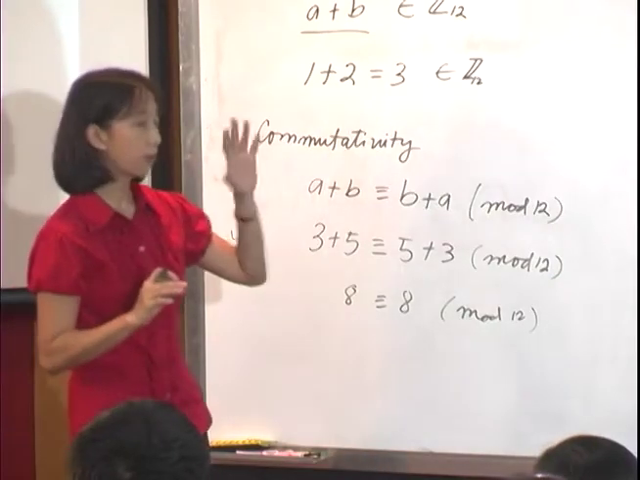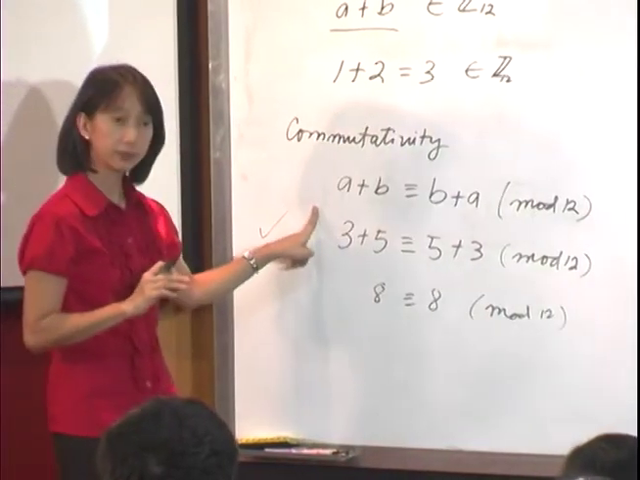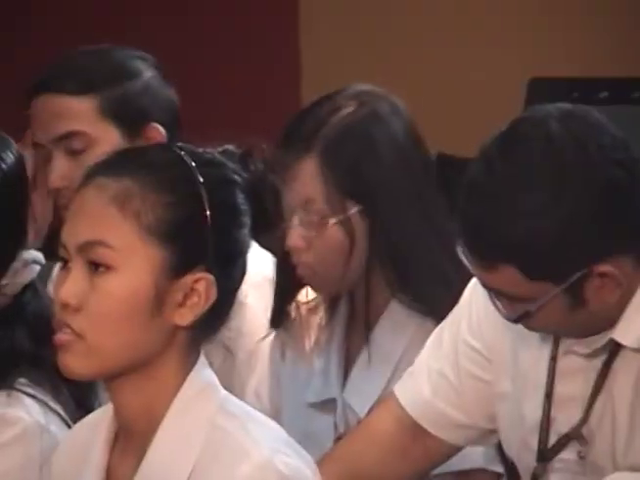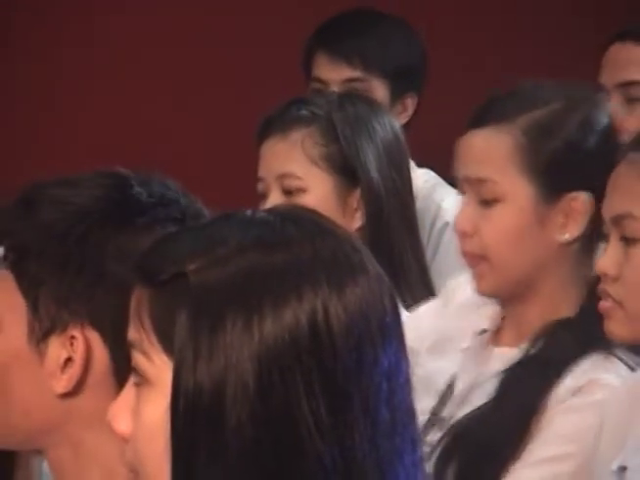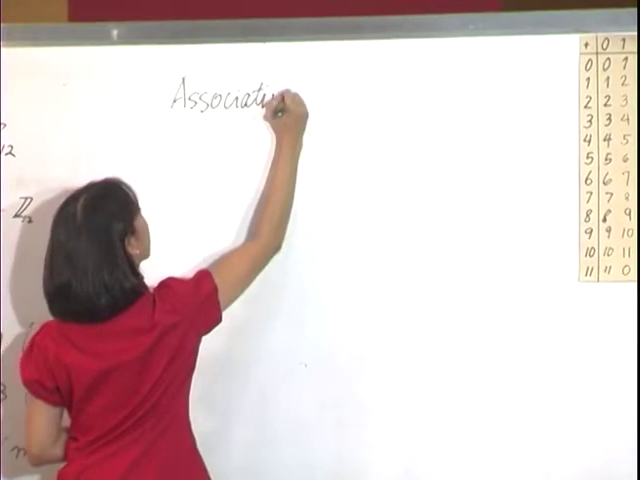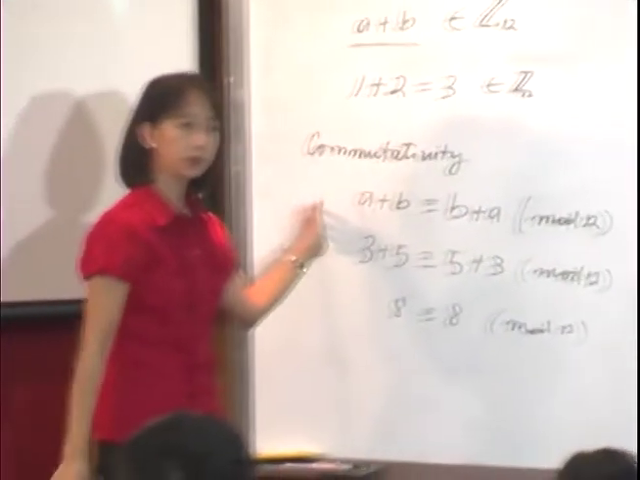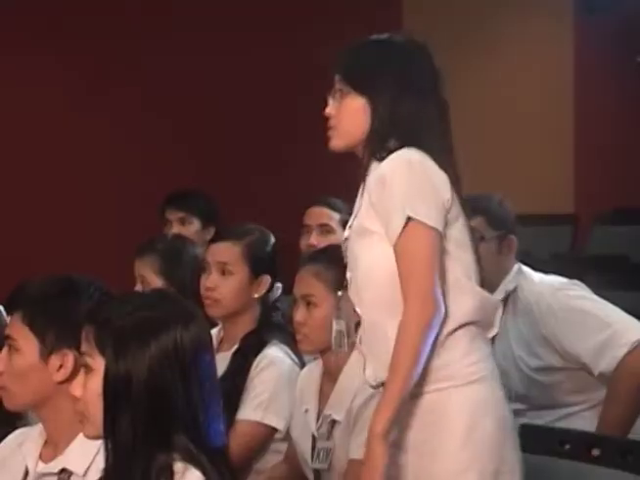So actually, if you do that for all elements, you will find out that addition modulo 12 is commutative. What's the next property? Yes, Maritel? Associative property. Okay, associative property. So let's check for associativity. And what does that state? Here, what do we change, Ruby? We change the grouping. Okay, grouping.